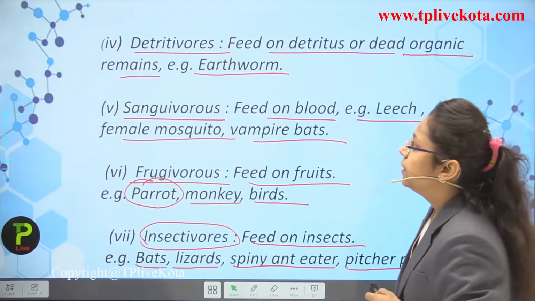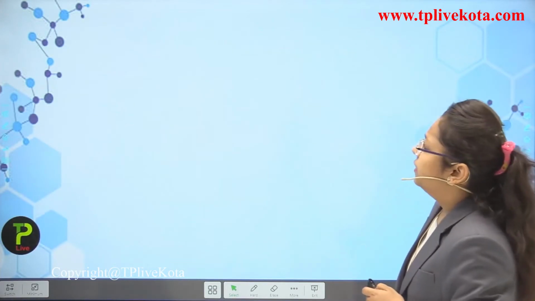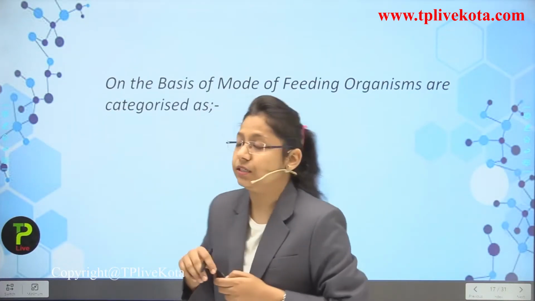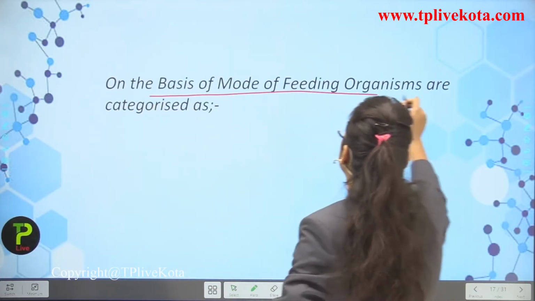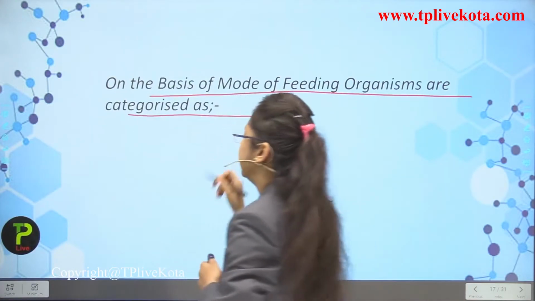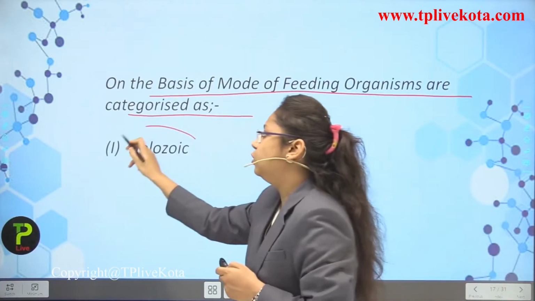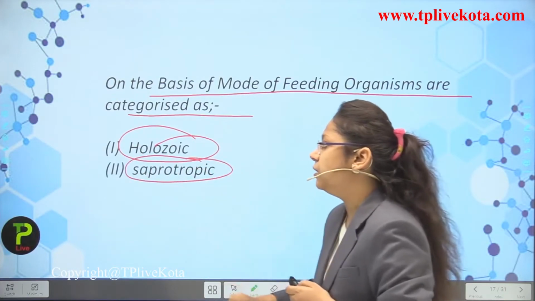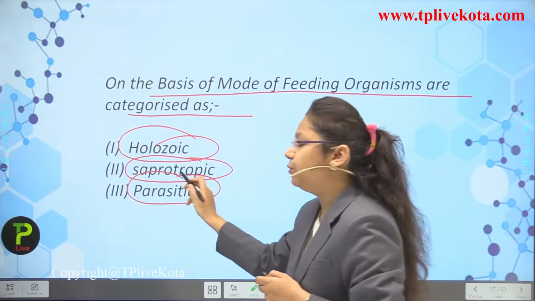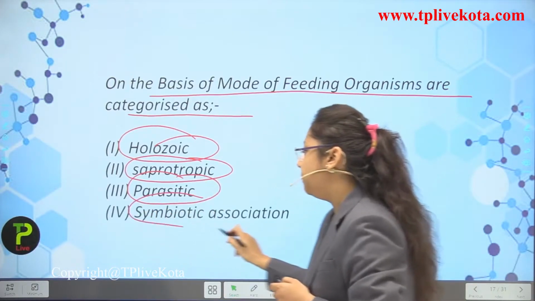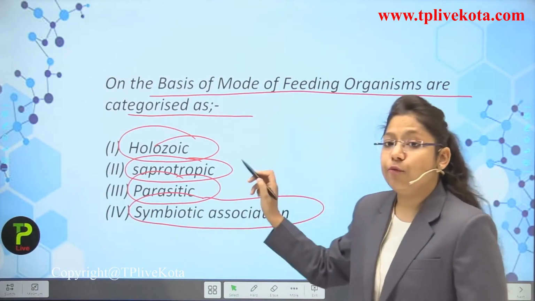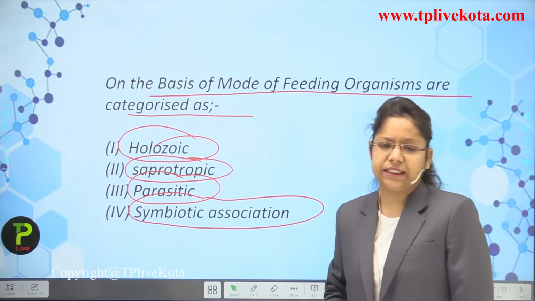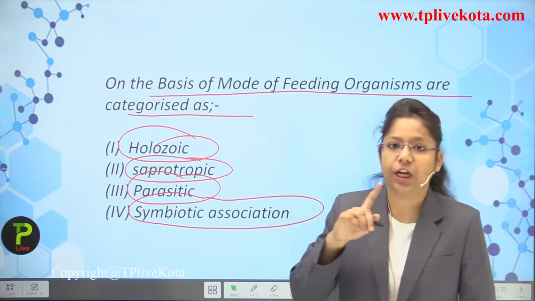Okay, students. Now, next I am going to take you to another world of nutrition, that is, on the basis of mode of feeding, organisms are categorized as: first, the holozoic mode of nutrition; second, saprotrophic mode of nutrition; third, parasitic mode of nutrition; and the last one is symbiotic association. Now, what are the basic differences between all the four? We are going to understand all these things in this particular lecture.